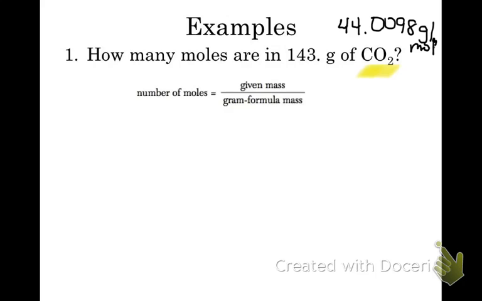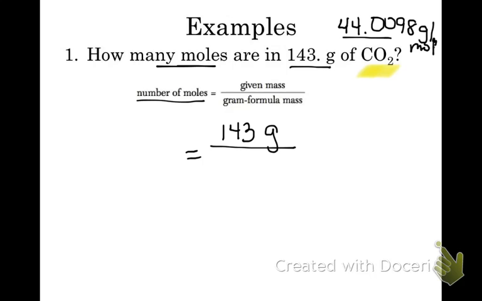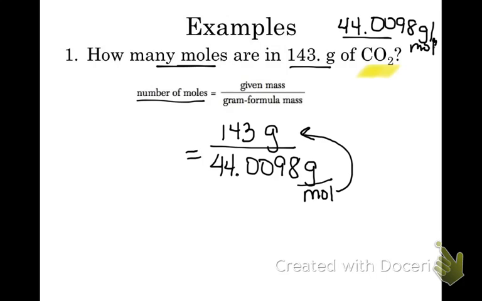So here, I'm figuring out what the number of moles are, so I can use the formula as is. So my number of moles is my given mass. So here it's 143 grams. That's what they gave me in the problem. And the gram formula mass is that molar mass that we had determined by adding up all of the atomic masses from the periodic table. So it's 44.0098 grams per mole. But if I have a denominator in the denominator, I can actually move this right on up to the numerator. So I'll show you how to do that.